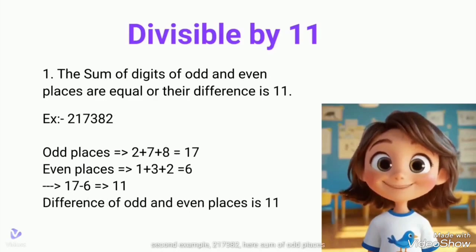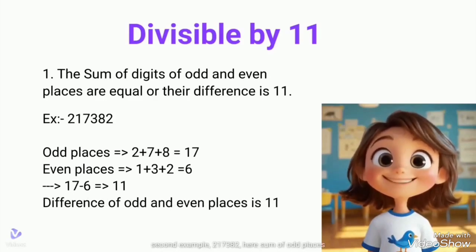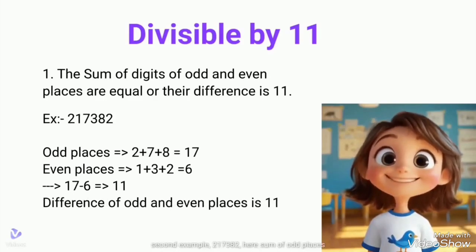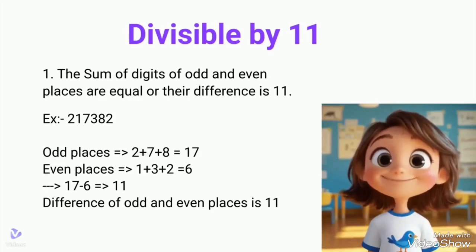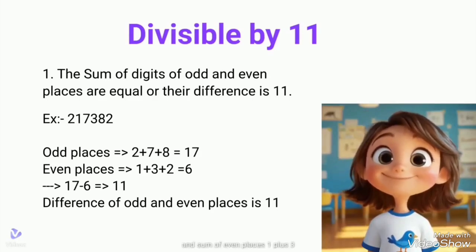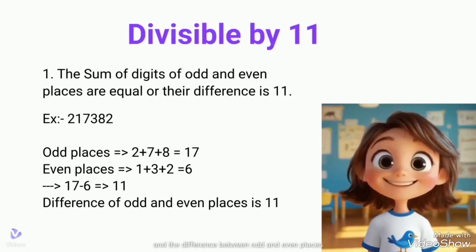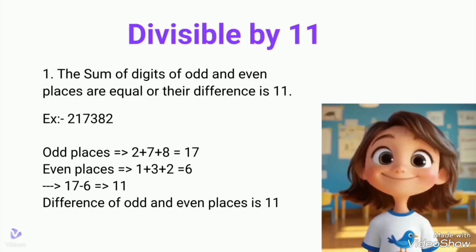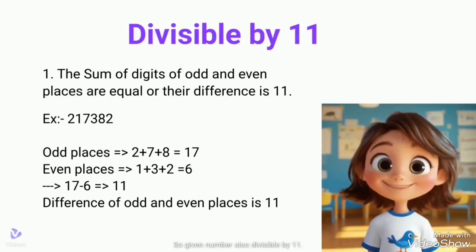Second example, 217382. Here the sum of odd places, 2 plus 7 plus 8, is equal to 17. And the sum of even places, 1 plus 3 plus 2, is equal to 6. And the difference between odd and even places is 11. So the given number is also divisible by 11.